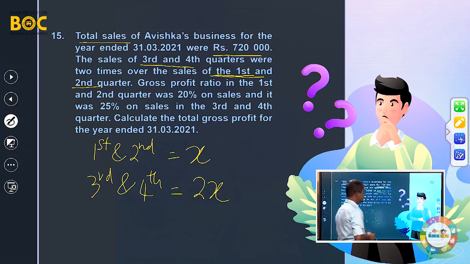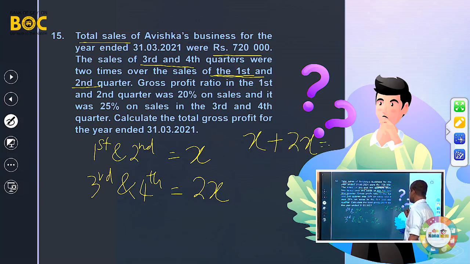Total sales of this company is 720. The first and second quarter sales, if you assume as X, third and fourth quarter should be 2 times, 2x. Then x plus 2x, total sales is 720. That is clear. First and second quarter x, third and fourth quarter 2x should be equal to 720.